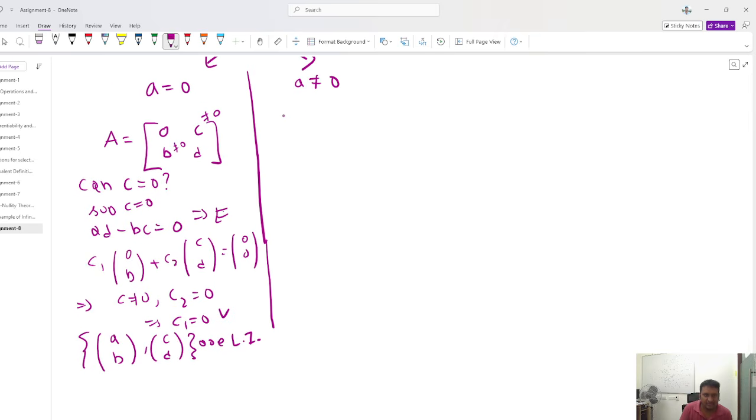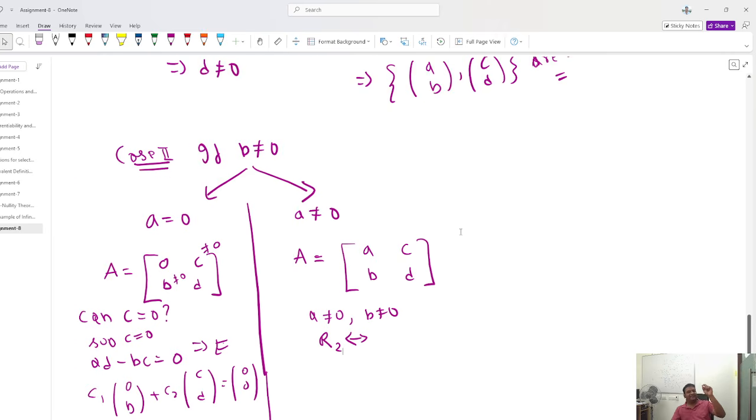Now let us come to the case where A is non-zero. Again you have A, B, C, D. So what is the case? A and B are both non-zero. A is not equal to 0, B is not equal to 0. Now you can apply a row operation. What will be the row operation? R2 changes to... See, I cannot initially apply this row operation.